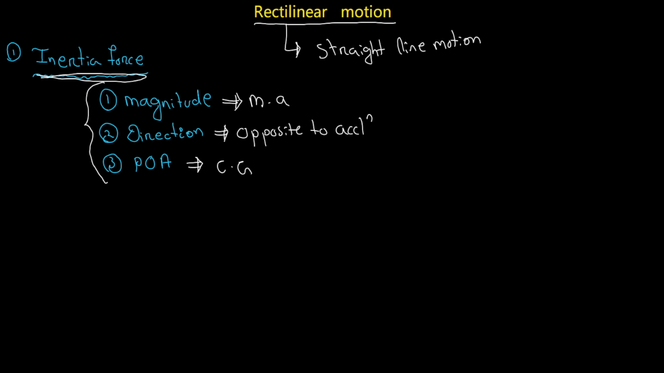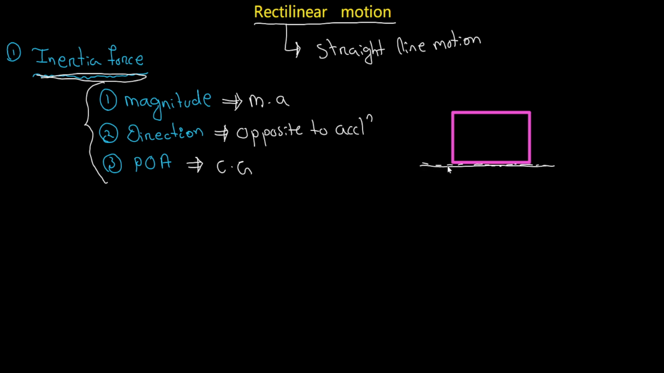Suppose I'm taking an object like this. See, this is an object. What I'm saying is, this object is in a straight horizontal plane.